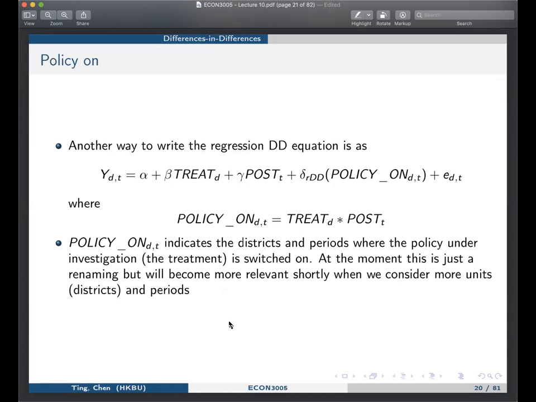Why do we want to do that? When we consider more units, more treatment groups, and more periods, extending this DD regression to accommodate more data points, you will find it's actually useful to define a new variable instead of using the interaction term. I will show you in a minute quickly why.